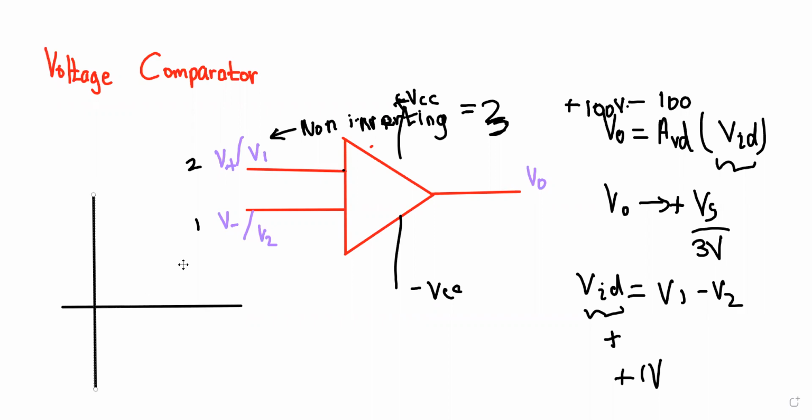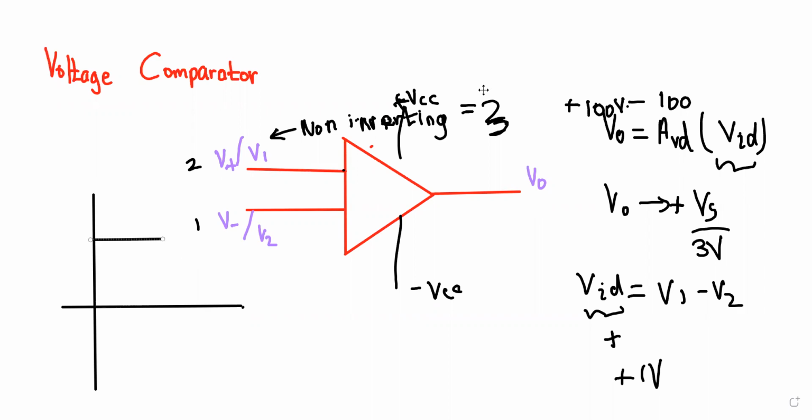So if this is a graph and you are providing 2 voltages for V plus and 1 voltage for V minus, if you provide like that, you are going to get an output which is going to be 3 voltages. Likewise, let's consider the next case.